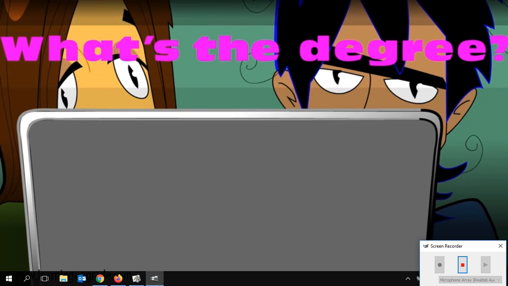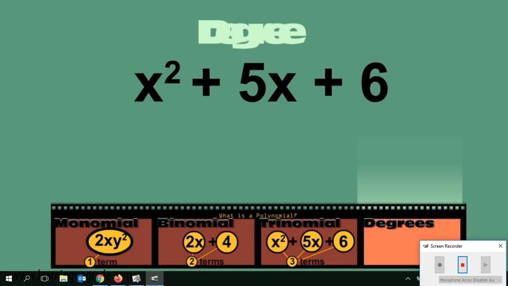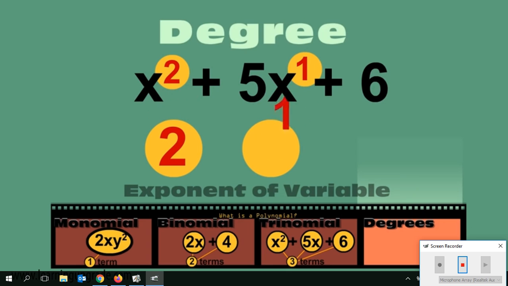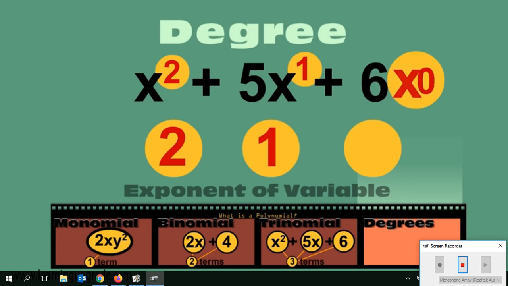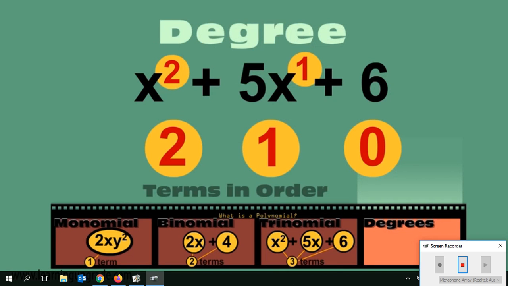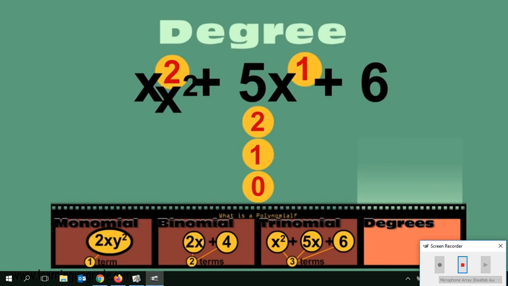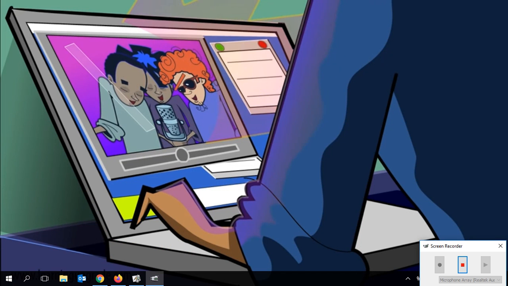What's the degree of a term? The degree of a term is the exponent of the variable. X squared, degree 2; 5x, degree 1; 6, degree 0. What's the order? Put the terms in order from the highest degree to the lowest. X squared, degree 2, first; 5x, degree 1; 6, degree 0, is last. That's a polynomial.